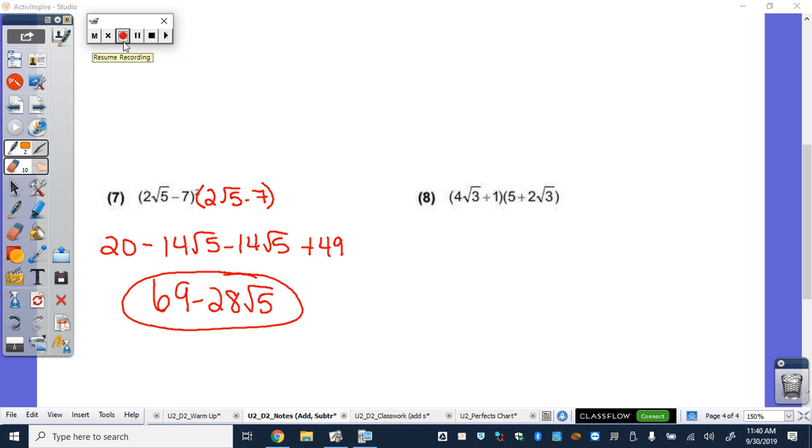For number 7 there, you should have ended up with 69 minus 28 radical 5. Because this 2 radical 5 times 2 radical 5 would have been 4 radical 25. Square root of 25 turned into a 5, so times the 4 is where my 20 came from.